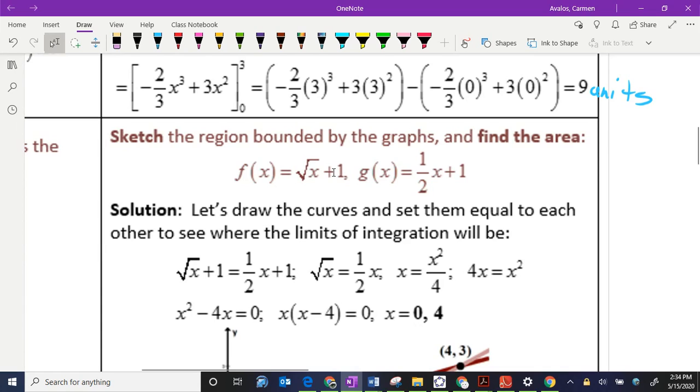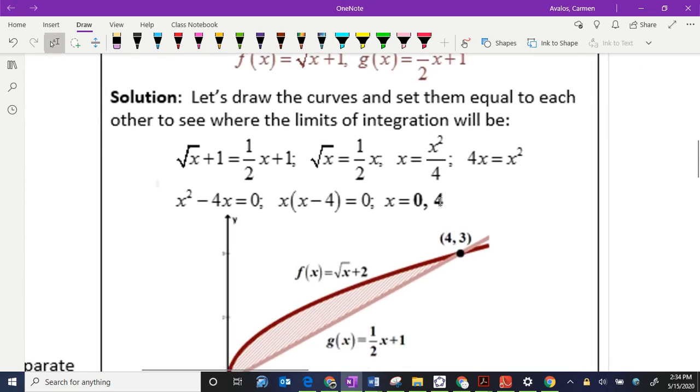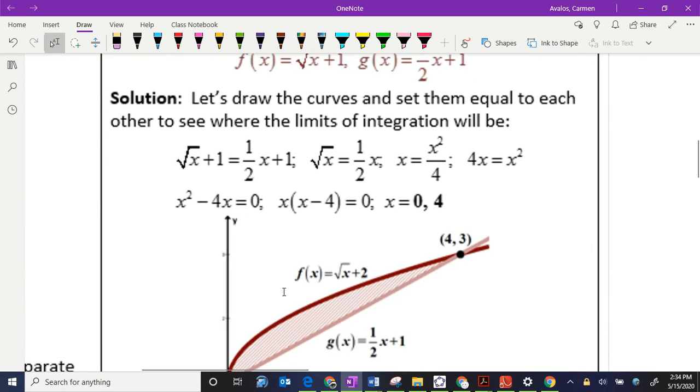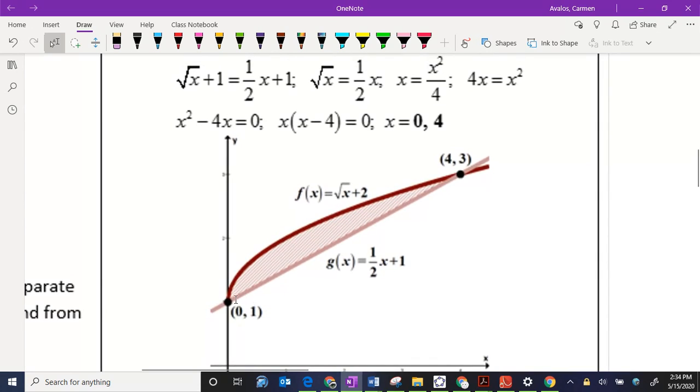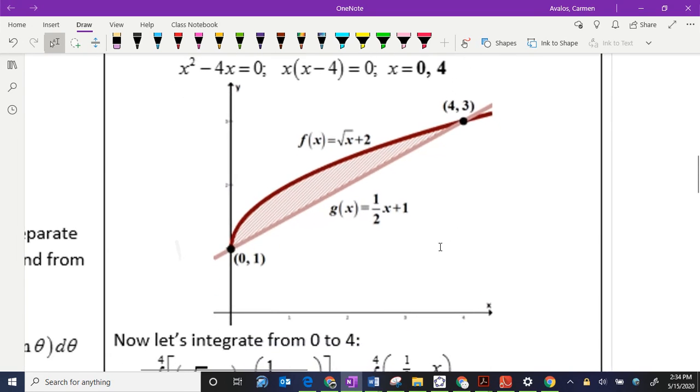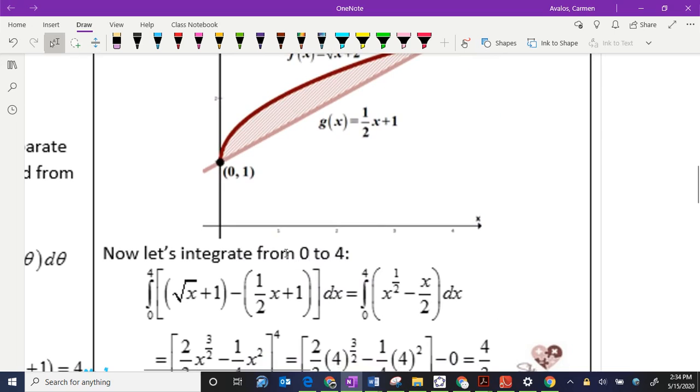So here we have f of x and then g of x there. When you graph it, we know that you're going to have to find the intersection of those two points. Here is one intersection and here's the other intersection. So we're going to go from 0 to 4, and we're going to integrate from 0 to 4 there.